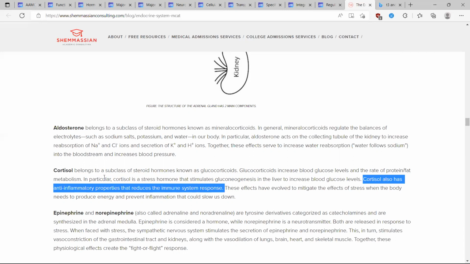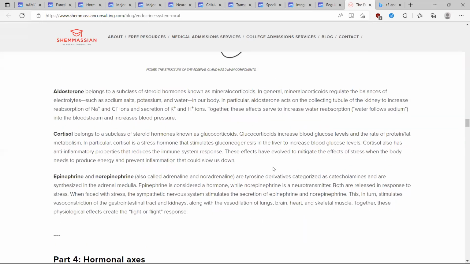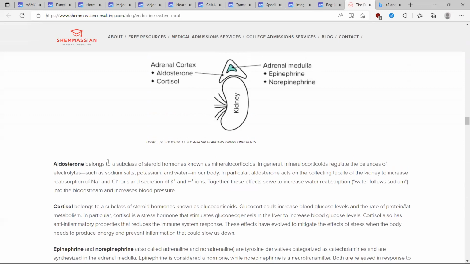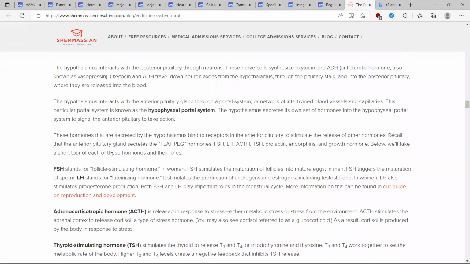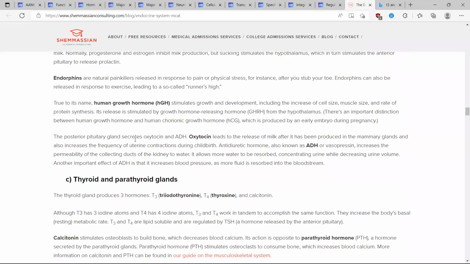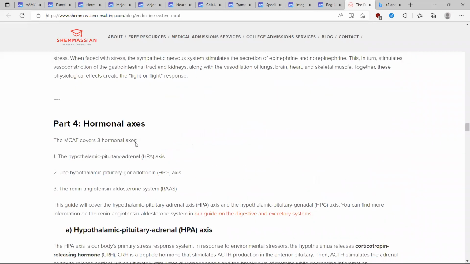So cortisol, very important. And it's important to understand that all of these things have to have a balance, right? That's the whole point of the endocrine system. You don't want cortisol all the time, but you need cortisol when you need it in a stressful situation. Then we have aldosterone. I don't think we touched upon aldosterone yet. Okay, I'll come back to aldosterone.